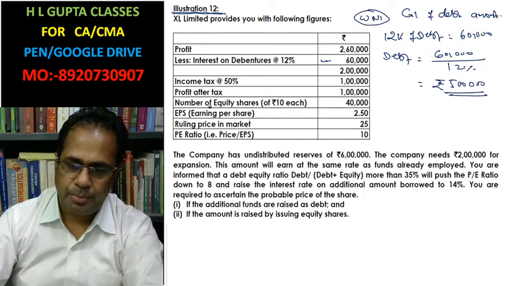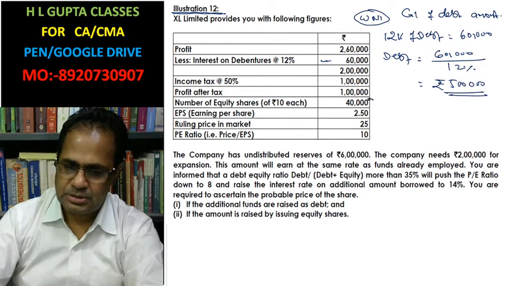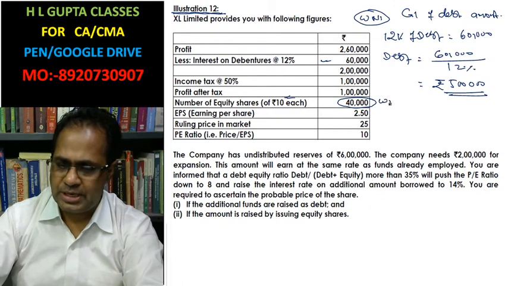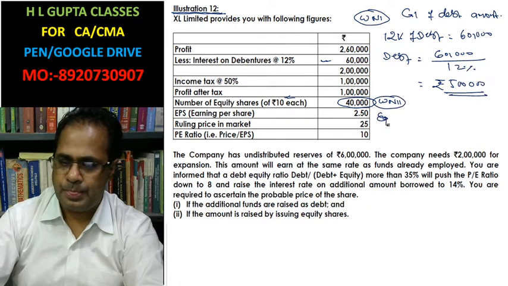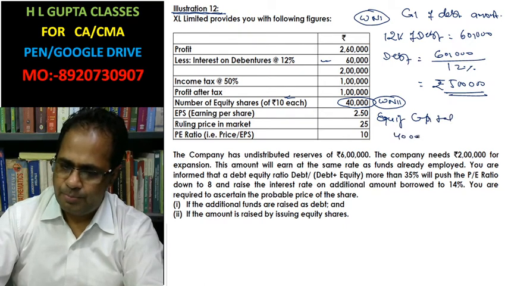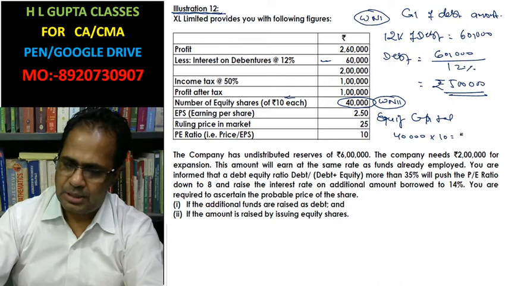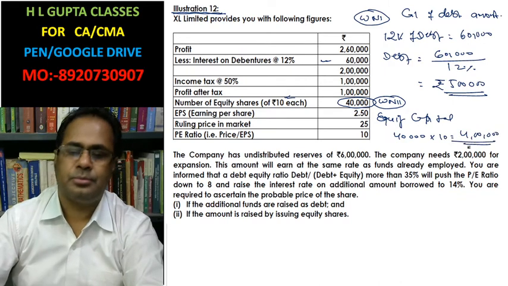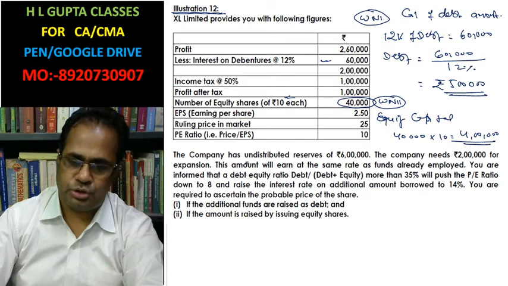And the number of equities here 40,000 at the rate of rupees 10 each. Then in working note second we can calculate equity capital. Equity capital: 40,000 into 10, that equals rupees 4 lakh. Equity capital rupees 4 lakh. Okay, these are good questions.